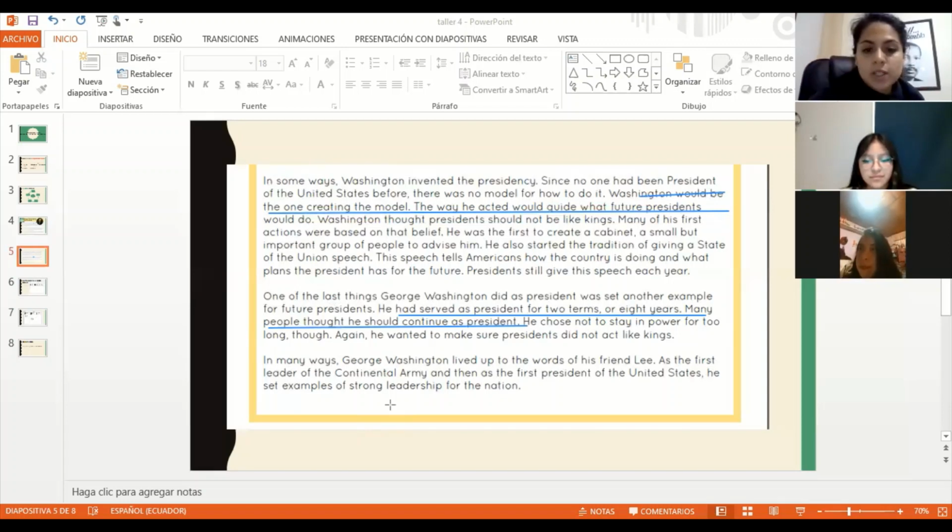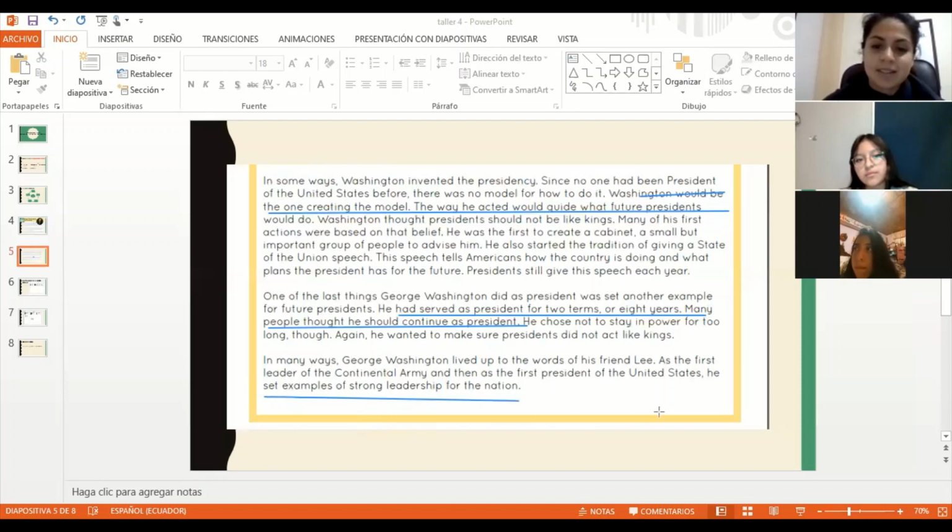In many ways, George Washington lived up to the words of his friend Lee. As the first leader of the Continental Army and then as the President of the United States, he set examples of strong leadership for the nation. What should I highlight here? That he set strong examples for the nation. Excellent, Jamie, excellent. Set examples. He set examples of a strong leadership of the nation. So that is what we have.